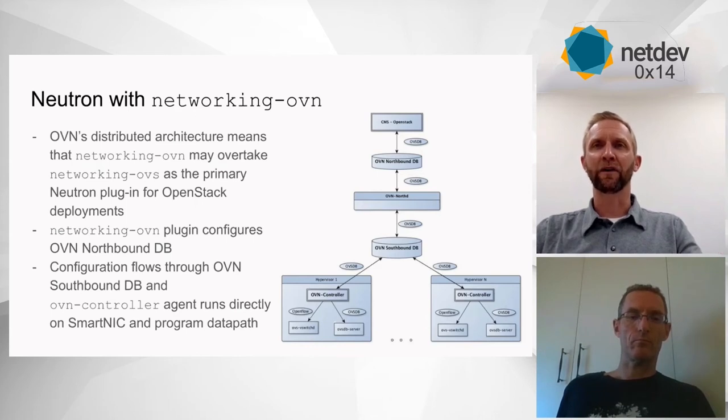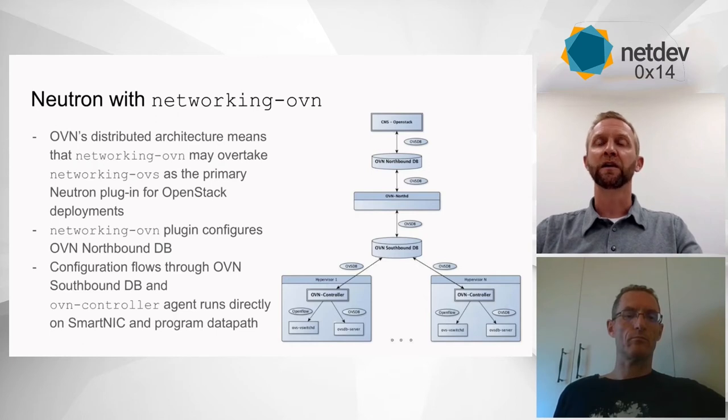Now, any given host that is running OVS will also be running an OVN controller app that will read from the southbound DB and appropriately populate the local OVS database and make sure that flows can be programmed correctly, either to hardware or to a software data plane. This architecture is exactly the kind of distributed model that really benefits from SmartNICs. So will we get better OpenStack SmartNIC integration in the future?